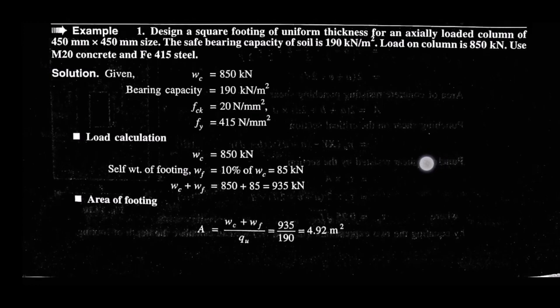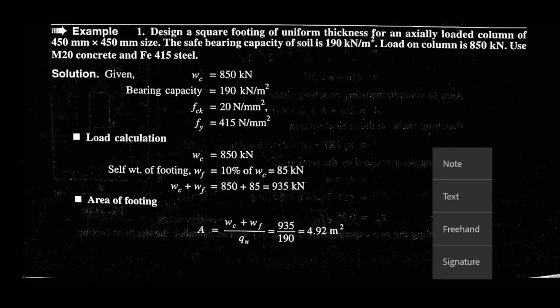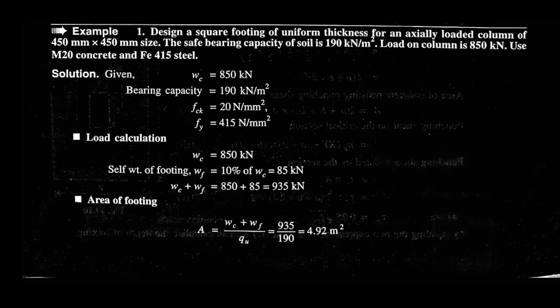So as per question, WC is given, that is 850 kN. Bearing capacity Q0 is also given, that is 190 kN per meter square. For M20 grade of concrete, FCK is 20 Newton per millimeter square, and for Fe 415 steel, Fy is 415 Newton per millimeter square. Now the first step for the design is load calculation.